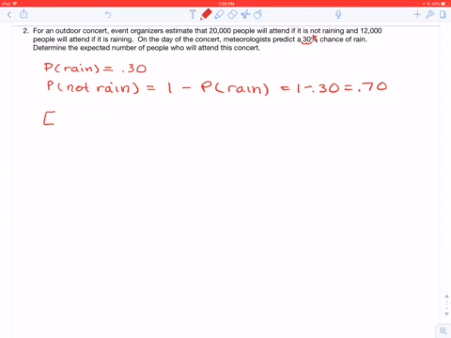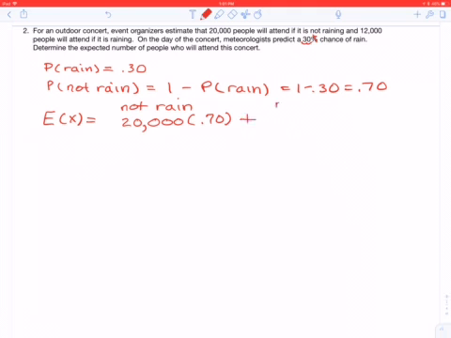So to find the expected number of people who will attend this concert, we'll take each amount times the probability of that amount. Well, the first amount was estimated for when it doesn't rain. What the concert event organizers estimated was that 20,000 people will attend if it doesn't rain. The probability that that will happen is 0.70.